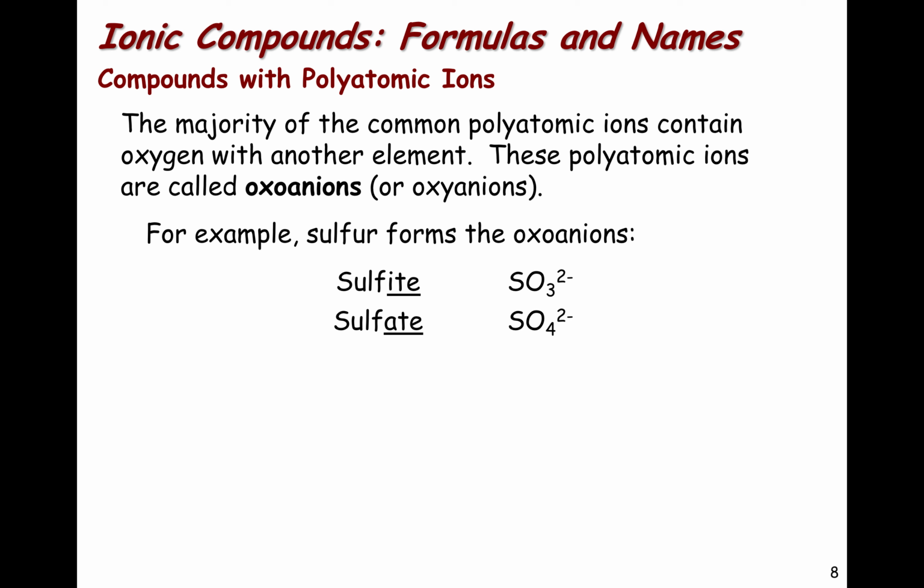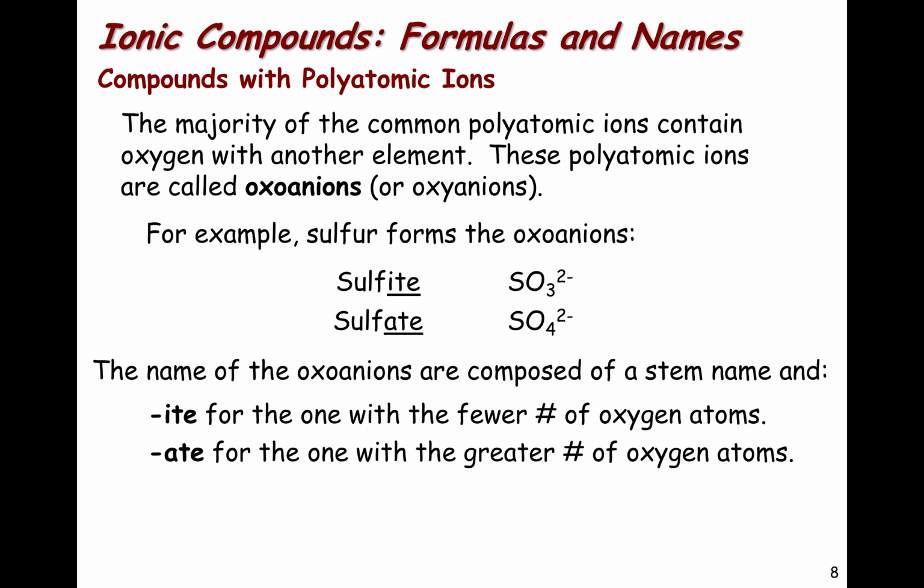The suffix for the anion that has 3 oxygens is ite, so that is the sulfite ion, whereas sulfate has 1 more oxygen than the sulfite. So, basically the rules state that ite is always going to have 1 fewer oxygens than ate.